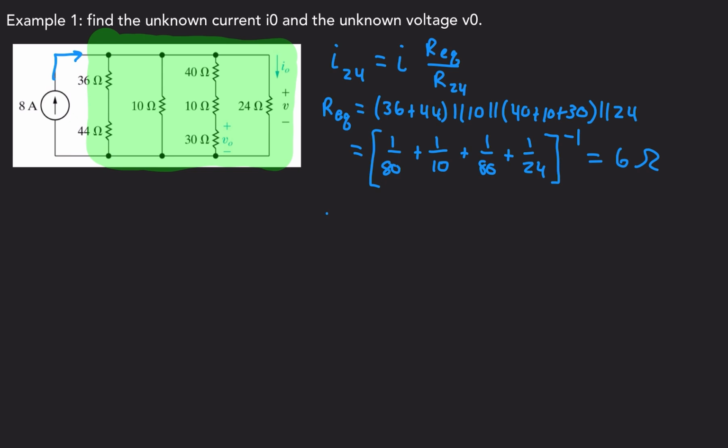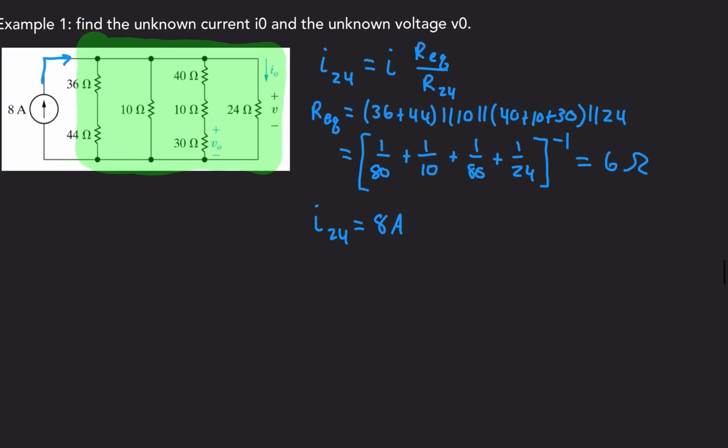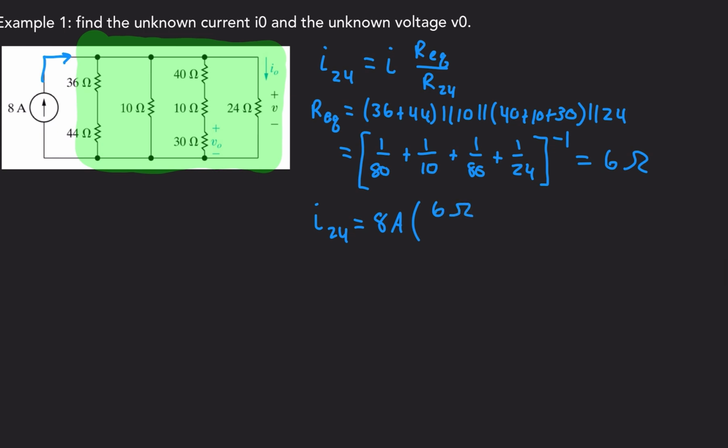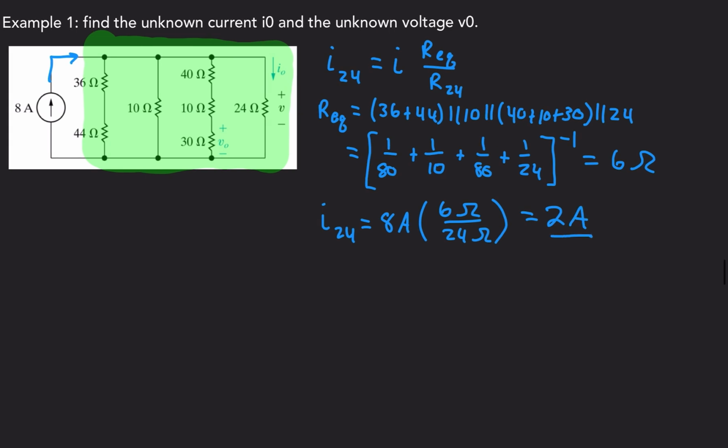Now we can solve for our current. So I-24 is equal to 8 amps, the current flowing into the circuit, times 6 ohms, the equivalent resistance, divided by 24 ohms. This is going to be equal to 8 divided by 4, which is 2 amps. All right, so we found the first part of our question. Now we need to know the unknown voltage V0.